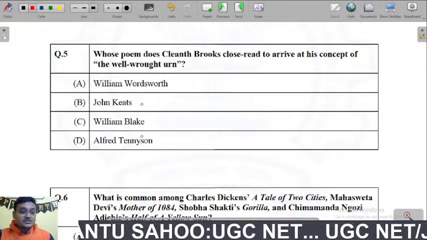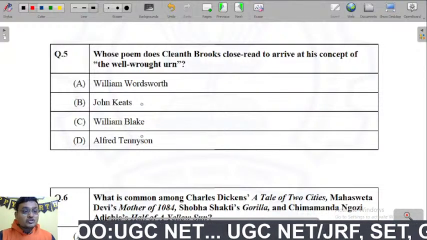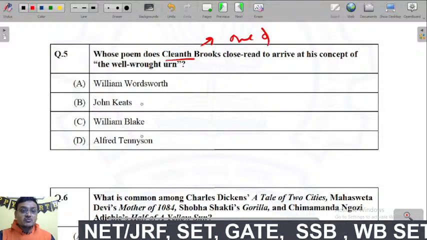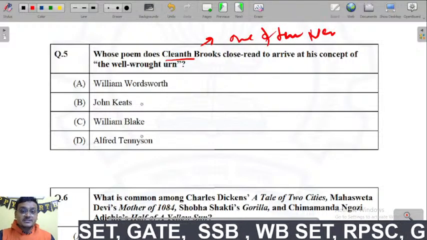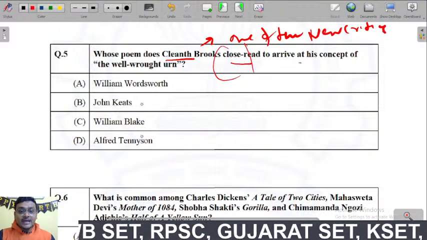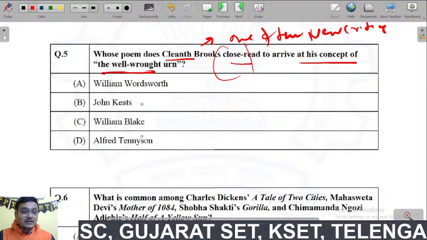Here is question number 5. Which poem does Cleanth Brooks close read to arrive at his concept of the well-wrought urn? You all know that Cleanth Brooks is one of the new critics. Got it?